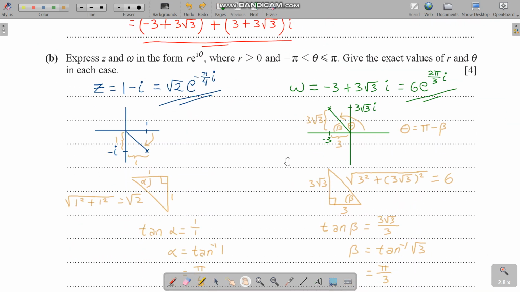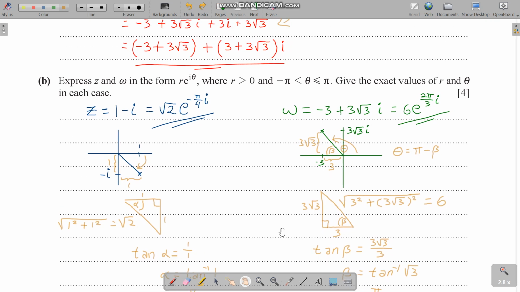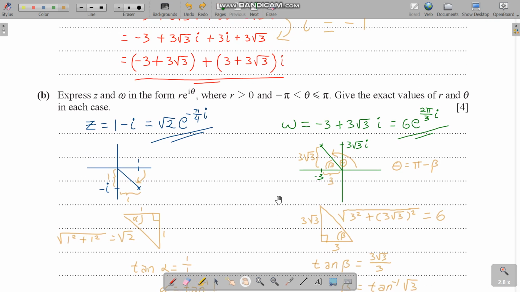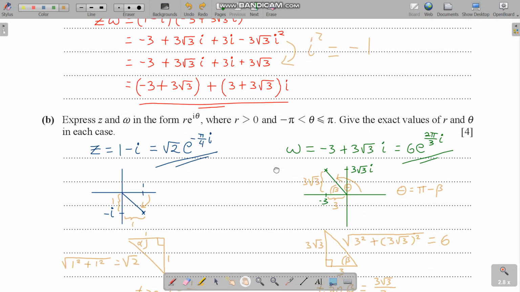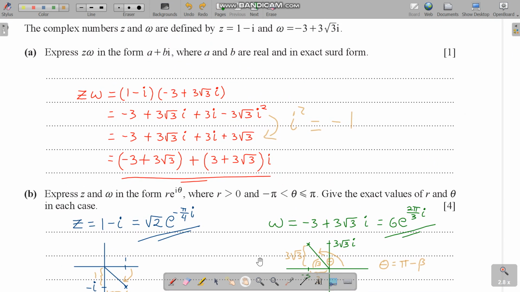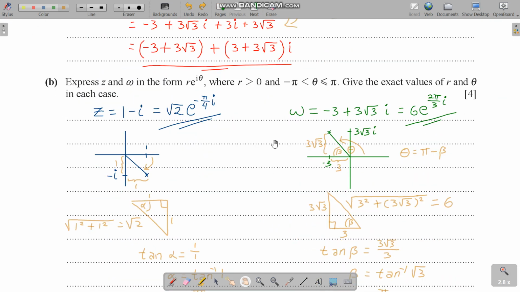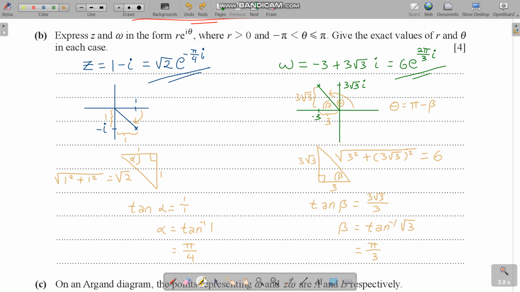Now express z and omega in the form r e to the i theta. So for z, previously we know that z is 1 minus i, and omega is minus 3 plus 3 root 3i. So let's start by drawing the Argand diagram. So 1 minus i means 1 minus i, this is the point.